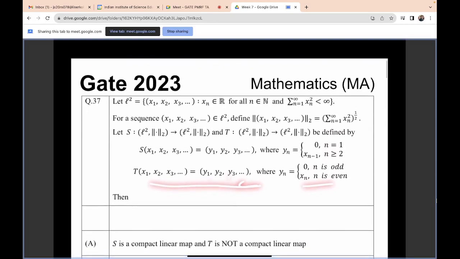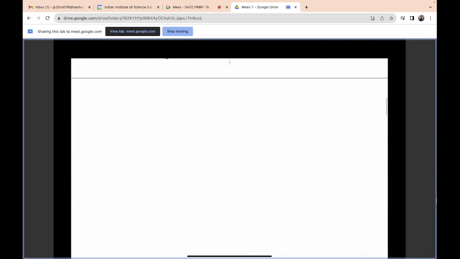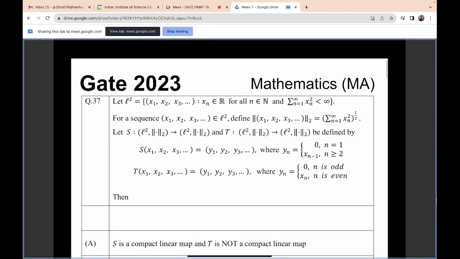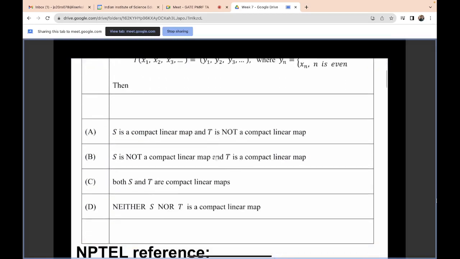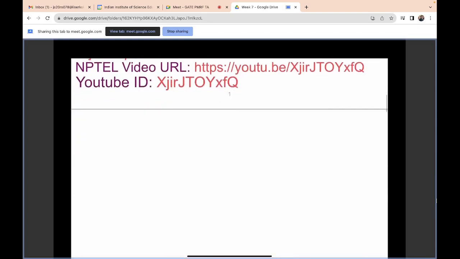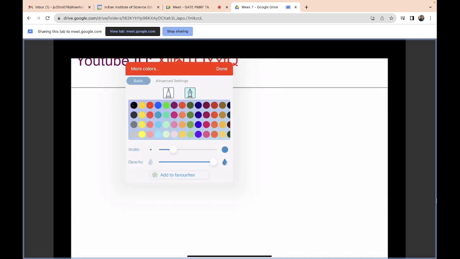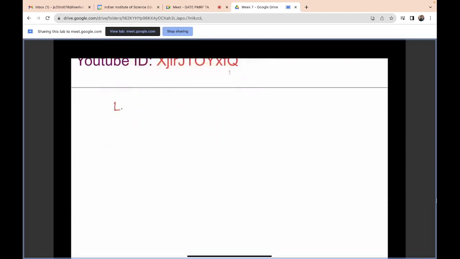In order to solve this problem, this is the NPTEL reference. So let's start. Let me first give what a compact linear operator is. Let X and Y be two Banach spaces, meaning they are complete normed linear spaces.